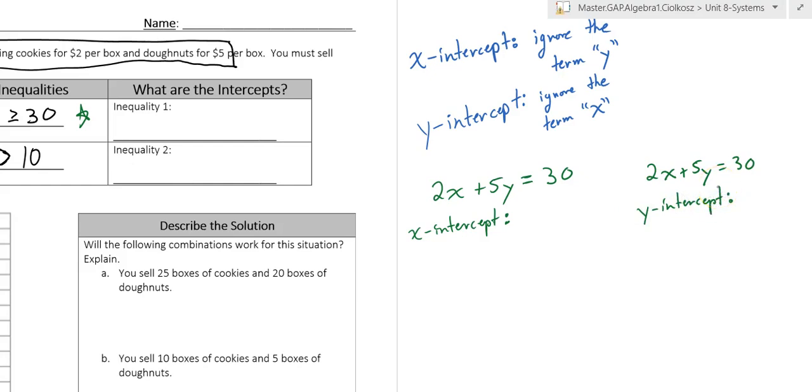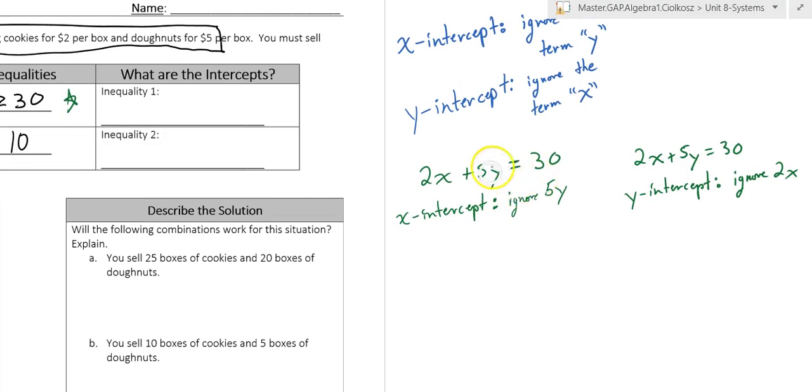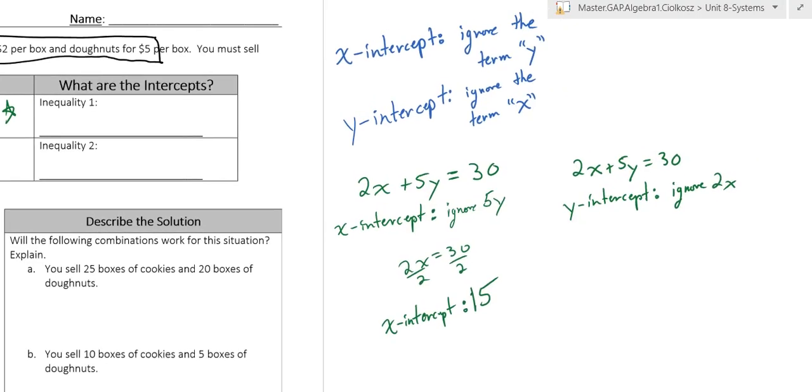So here, when I want to find my x-intercept, we are going to ignore our y term. So that's ignoring that 5y. Similarly here, to find my y-intercept, I ignore x, so I'm going to ignore 2x. So if I ignore this 5y over here, that gives me 2x is equal to 30. Divide by 2. So my x-intercept is at 15.